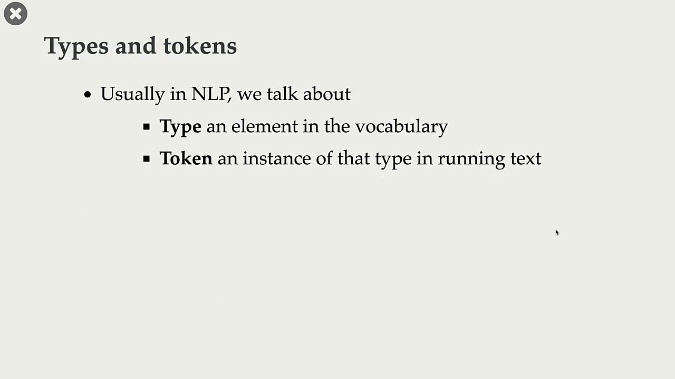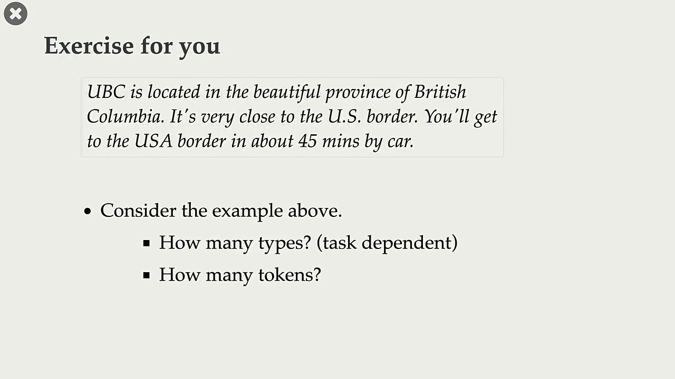Now in NLP, people usually talk about types versus tokens. Type is an element in the vocabulary, and token is an instance of that type in running text. Here is an exercise for you to identify types and tokens. There is a sentence, and then how many types are there and how many tokens are there. Types are usually task dependent. For example, you might decide to consider USA and US as equivalent, and map them to one thing and store it as one type. So types are going to be task dependent.